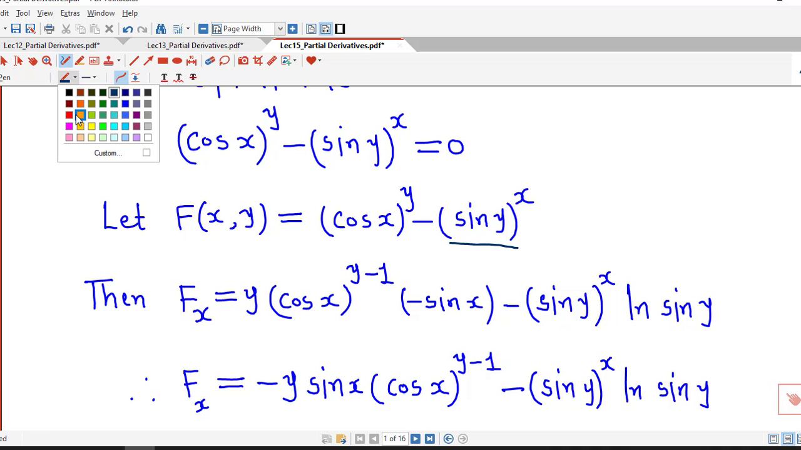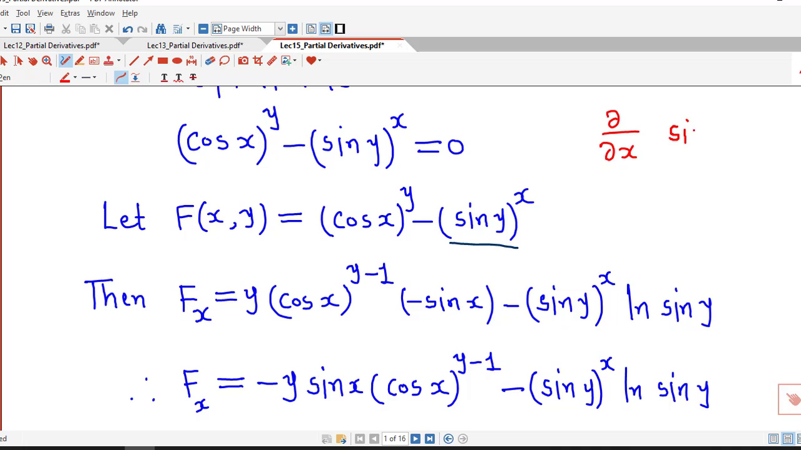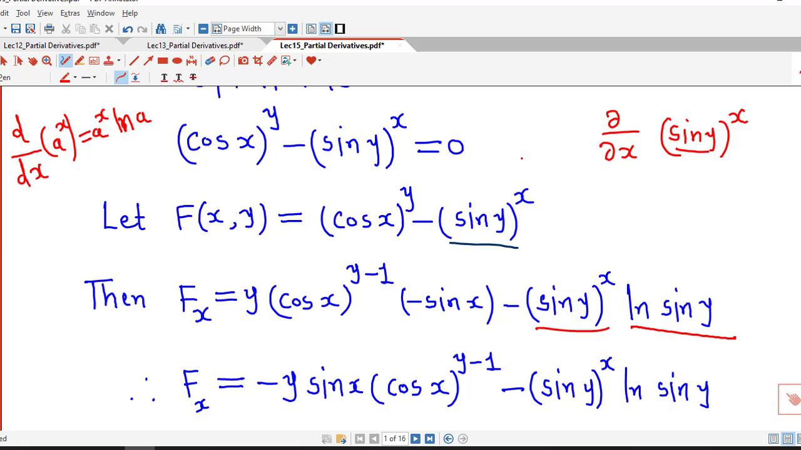and here we have sin y raised to x. So we have to apply this formula for del by del x of sin y raised to x. It is similar to this formula: the derivative of a raised to x is given by a raised to x into log a. So here instead of a we have sin y. So first we write down sin y raised to x into log of sin y. So we take a equal to sin y in this formula for this derivative.